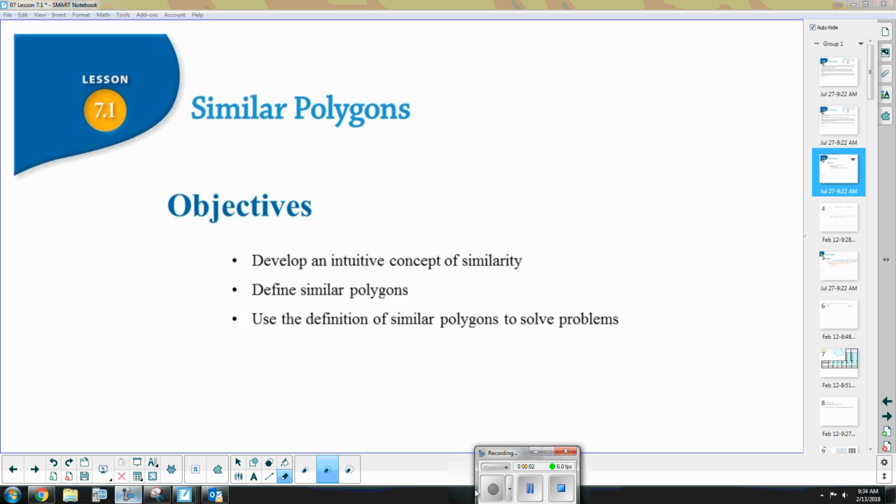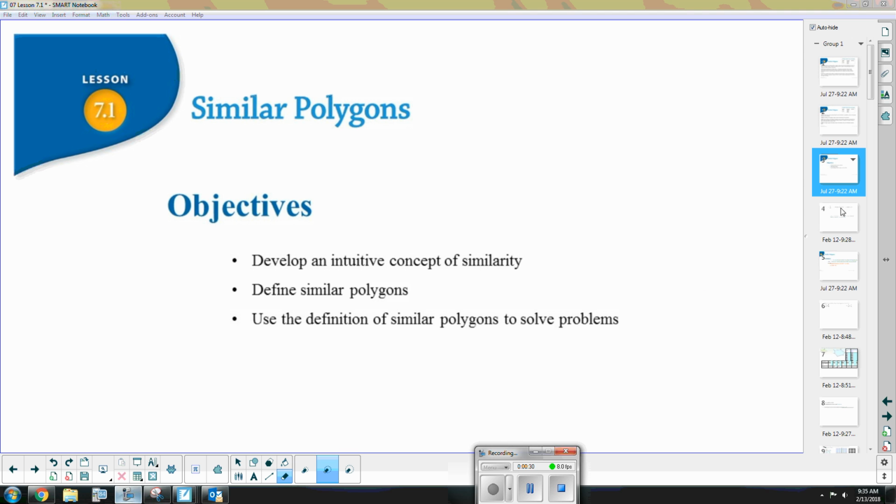Hi ladies, this is lesson 7.1 and it's about similar polygons. In the past we've looked at congruent polygons, but now we're going to look at similar polygons. They're a little bit different. They have some similar characteristics and some characteristics that are a different concept. But this whole chapter is about establishing similarity between polygons, triangles, and other figures.